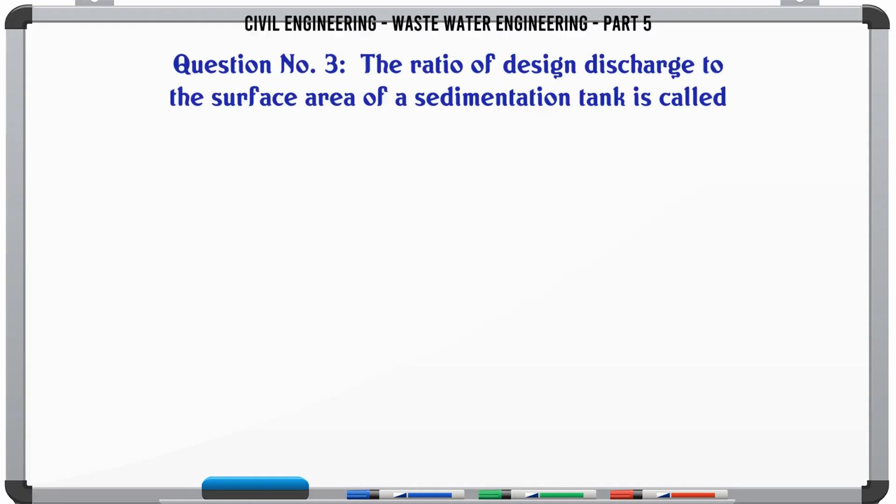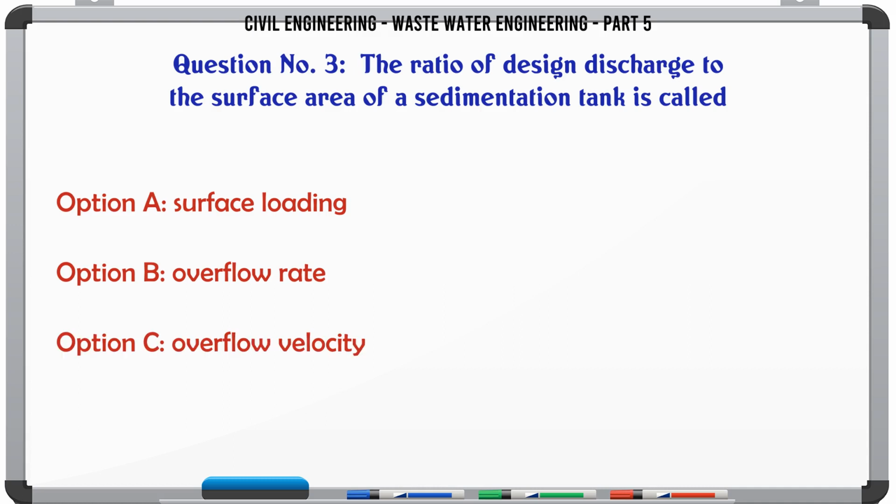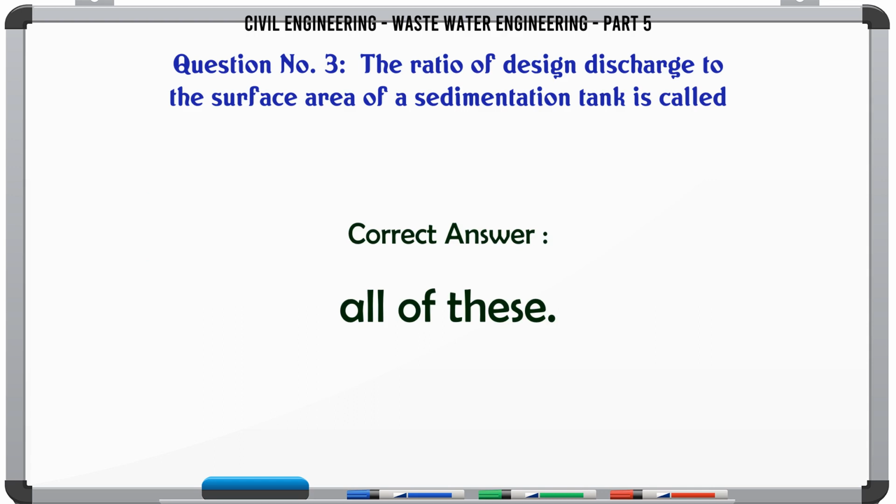The ratio of design discharge to the surface area of a sedimentation tank is called: A. Surface loading, B. Overflow rate, C. Overflow velocity, D. All of these. The correct answer is all of these.